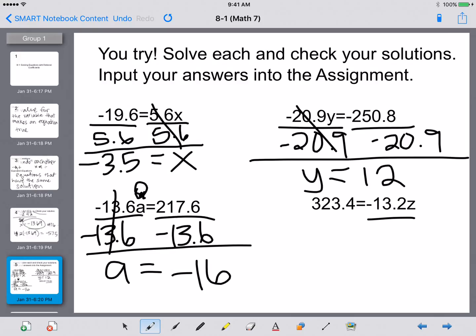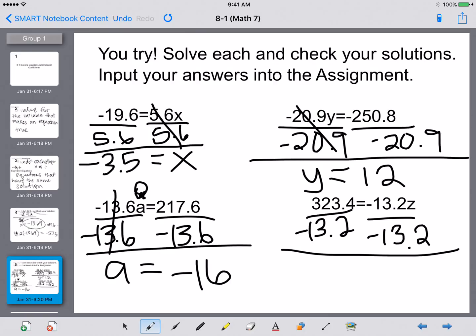323.4 equals negative 13.2z. To get z by itself, I divide by the coefficient, so I divide by negative 13.2. What I do to one side, I do to the other. 323.4 divided by negative 13.2.